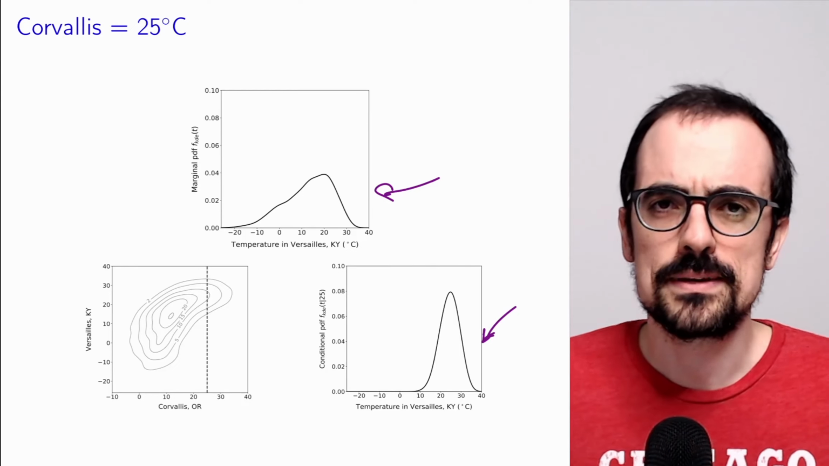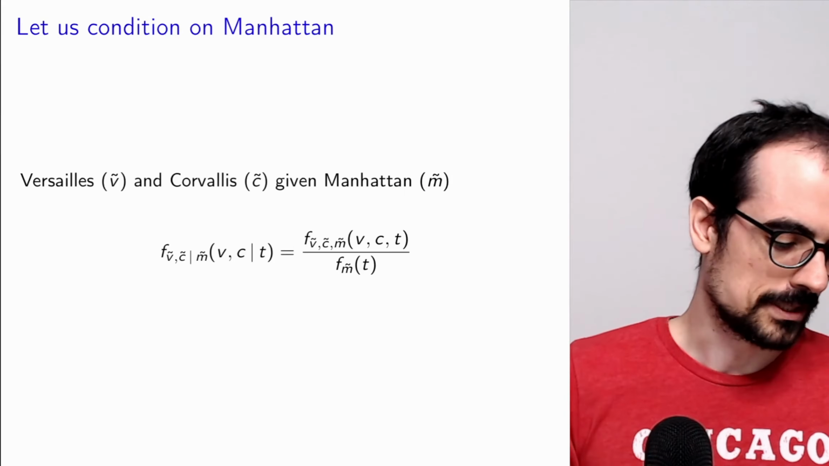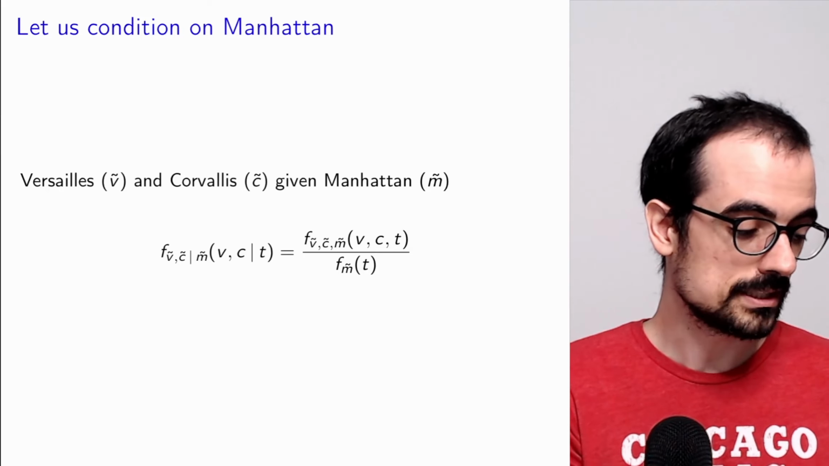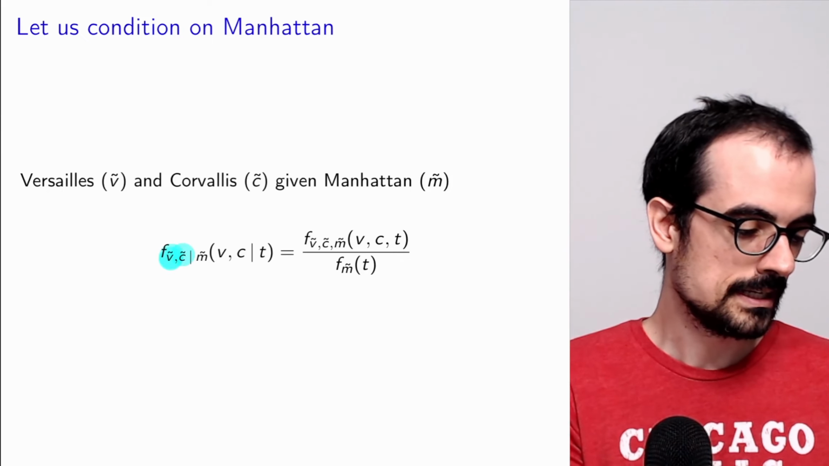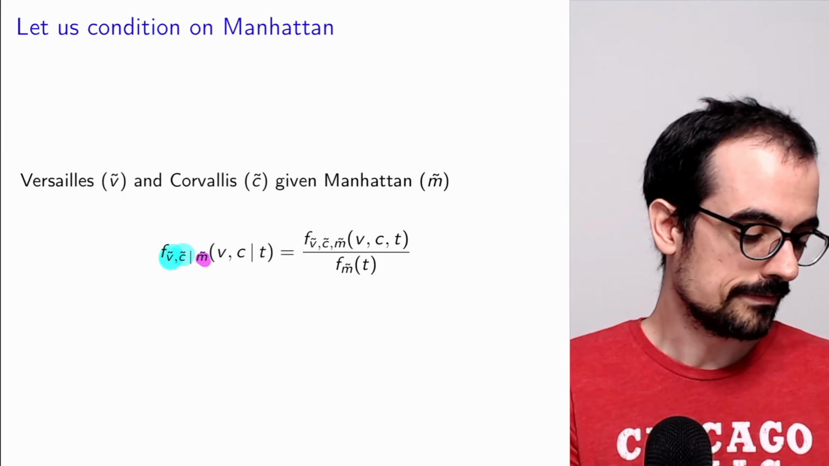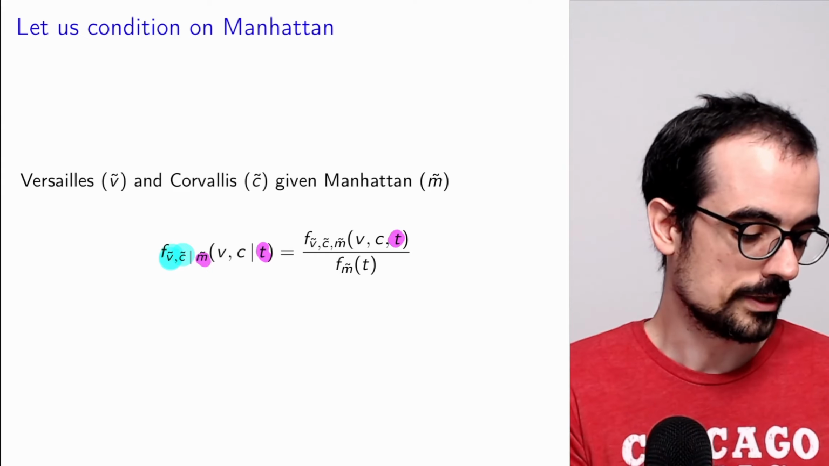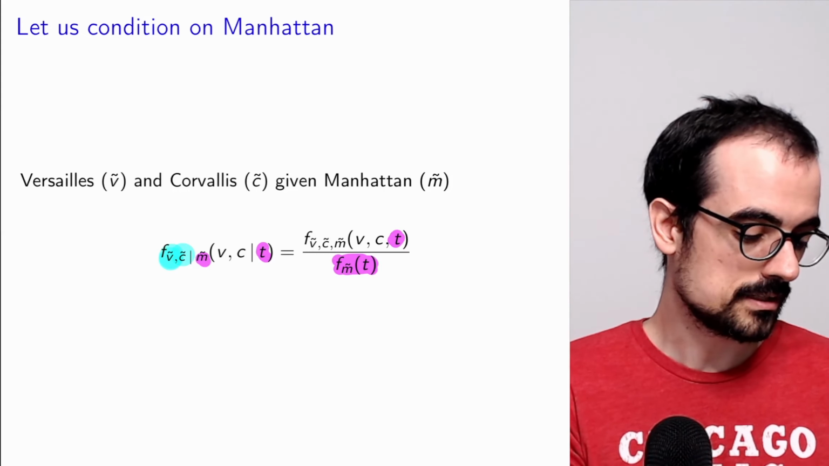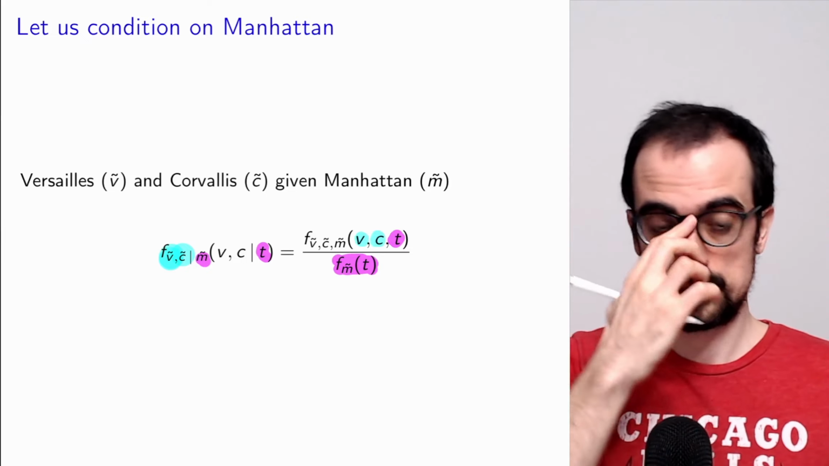But now let's see what happens if I condition on what's going on in Kansas, in particular in Manhattan, Kansas. How do we compute that conditional PDF? We're interested in the conditional PDF of Versailles and Corvallis given Manhattan. So what do we do? We fix the value of Manhattan, and then we have to normalize. So we normalize by the marginal with respect to Manhattan, and this gives us a function of two variables. This is a conditional PDF of these two variables given the third one.